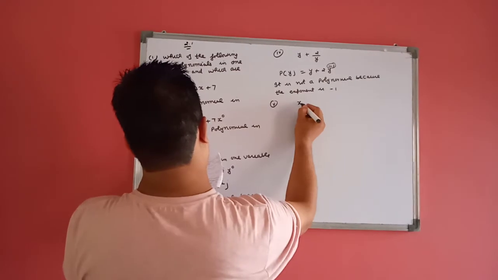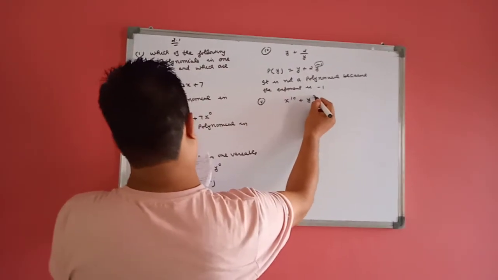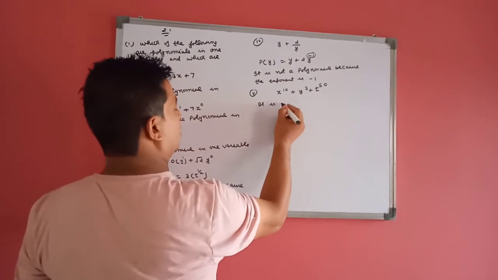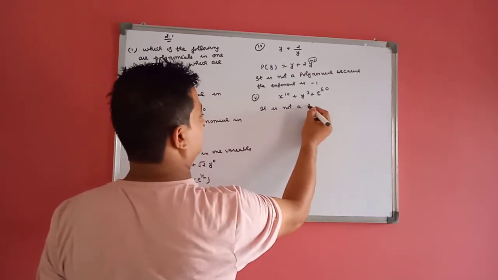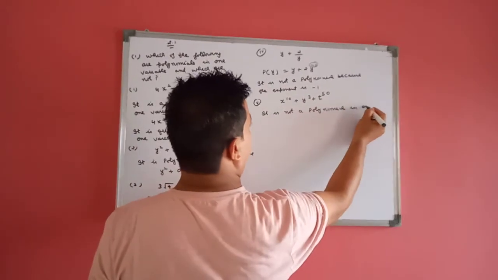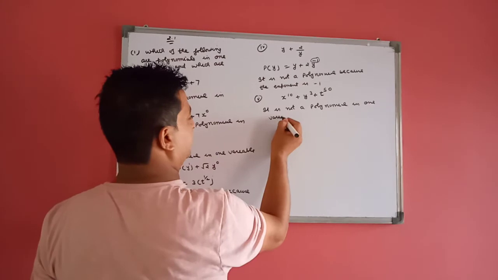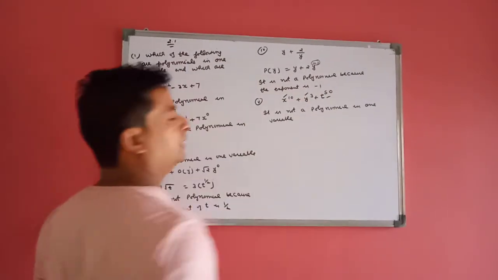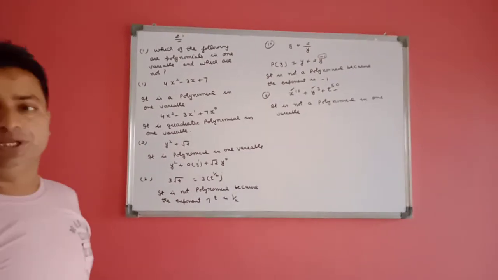The fifth part is x power 10 plus y cube plus t power 50. It is not a polynomial in one variable, because here x, y and t are three variables.